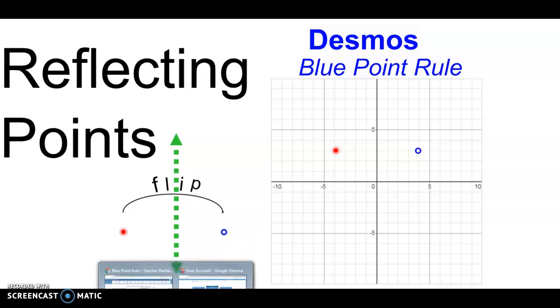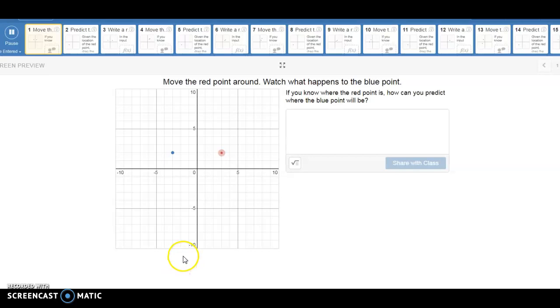So the first slide you go to is going to look like this, and you go ahead and drag this red dot around and you watch the blue dot and just play with this for a while. What's actually happening? Kind of cool. Watch if I swap spots, if I keep going this direction, what will happen? Notice how they switch places, and they're asking you, if you know where the red point is, how can you predict where the blue point will be?